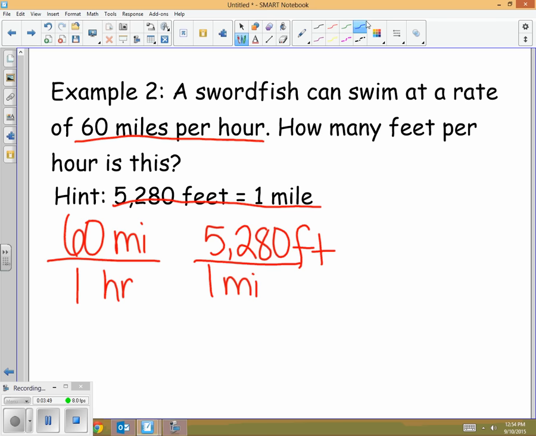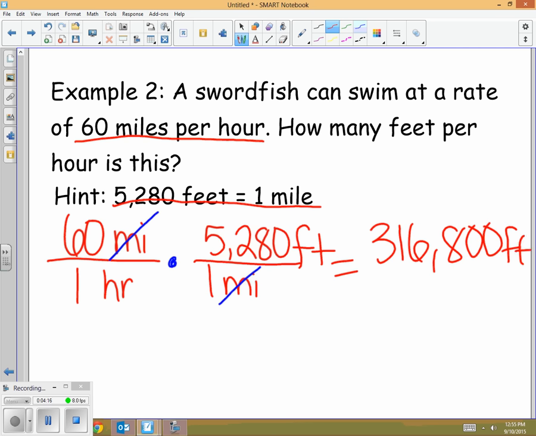Here we have miles in the numerator and miles in the denominator. Those cross cancel, and since we are multiplying, now we can multiply straight across. When you have 60 times 5,280, it does equal 316,800. And our unit is in feet. Multiplying across the bottom, 1 hour times 1 is still 1. So now we have 1 hour.